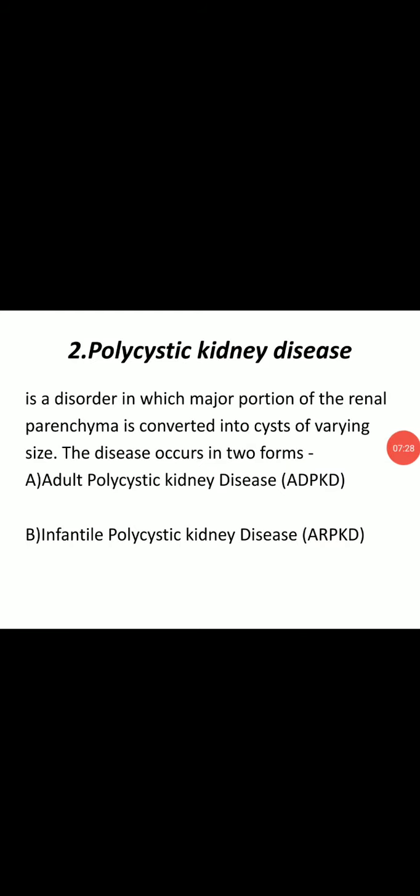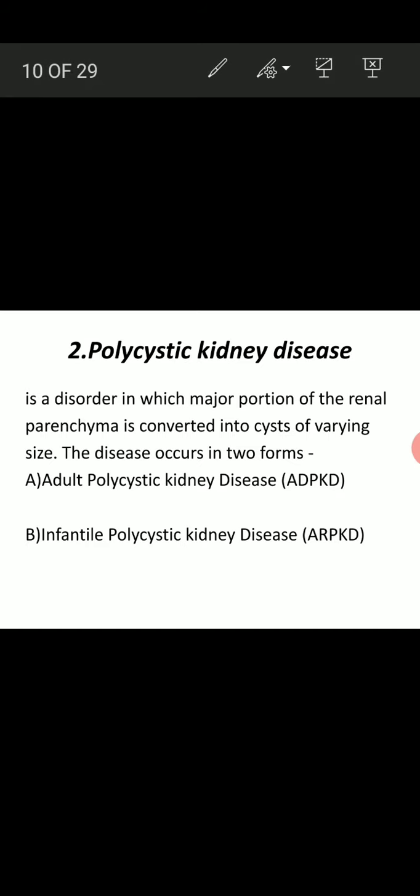Now the second type of cystic disease of kidney is polycystic kidney disease. The polycystic kidney disease is a disorder in which major portion of the renal parenchyma is converted into cysts of varying size. The disease occurs in two forms.